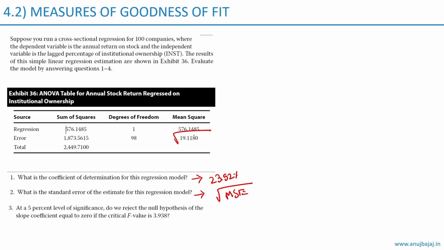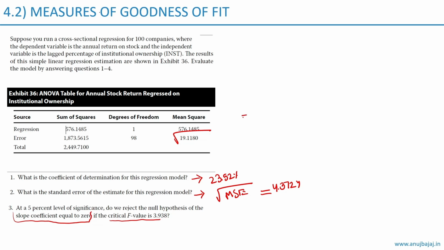The answer to question 2 is the standard error of estimate is the root of mean squared error, that is the root of 19.1180. So the standard error of estimate equals 4.3724. And the third question is that at a 5% level of significance, do we reject the null hypothesis of the slope coefficient equal to 0 if the critical F value is 3.938?